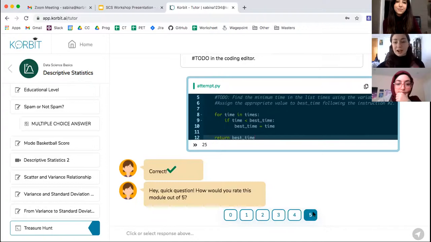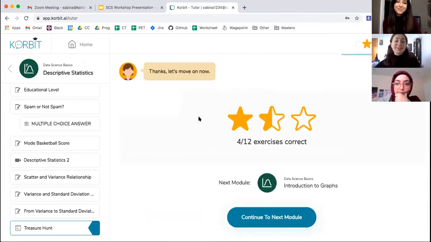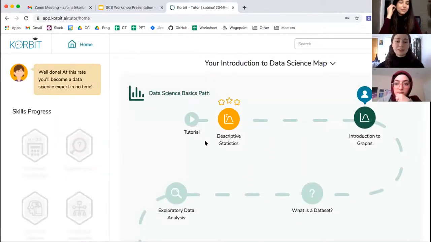And then we'll say, I would rate this module 5 out of 5. And then as I said, she gives you a set of stars. We did not do very well because we skipped a lot of exercises. But if you go back to the map, you can see now that we have started our way to learning how to explore data and we've completed one of our modules.